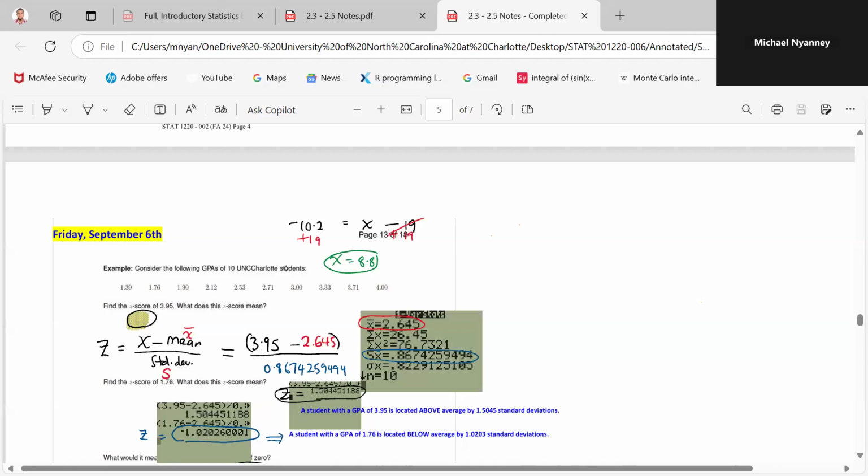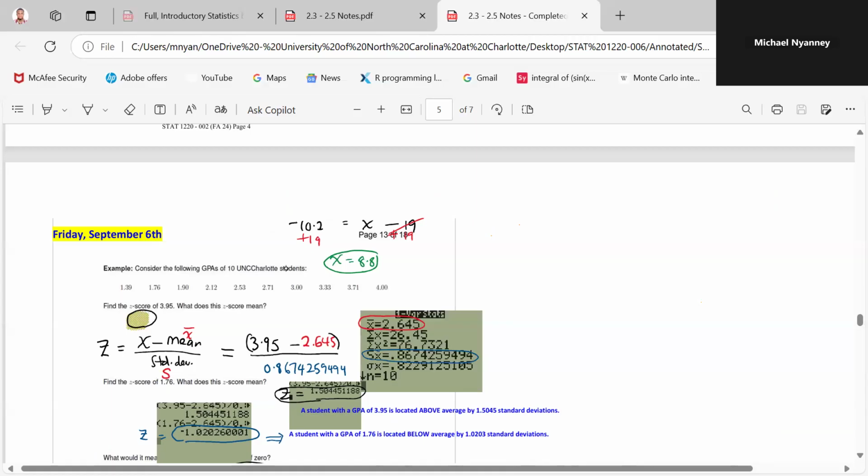You can input these data points, this is sample data, into your calculator, then find the mean and the standard deviation. That's the sample standard deviation. So that's the calculator approach. We have the mean to be 2.645 and the standard deviation to be 0.86, and so on. So our z-score will be 1.50, and so on.